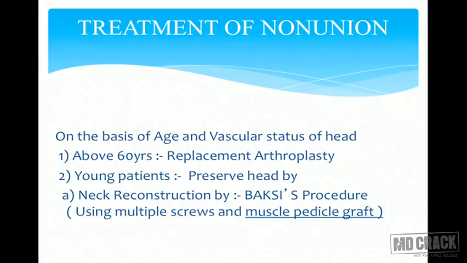The treatment of the non-union is based on the age as well as the vascular status of the head. If this patient is about 60 years, generally you must go in for the replacement arthroplasty, that is complete changing, where the head is removed and you replace it with the implant. While in a young patient, I said earlier that you must try to preserve the head, because you must try to give the normal anatomy to the young patients. So it can be done by neck reconstruction by the Bucks method, where he uses multiple screws as well as muscle pedicle graft in the form of tensor fascia lata.